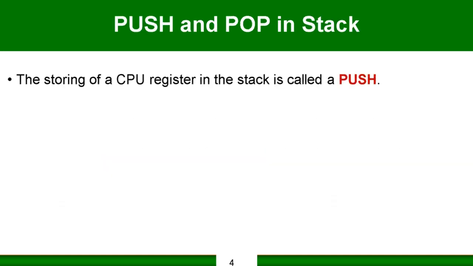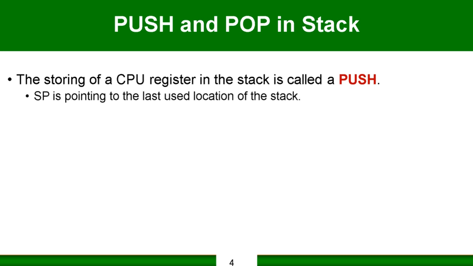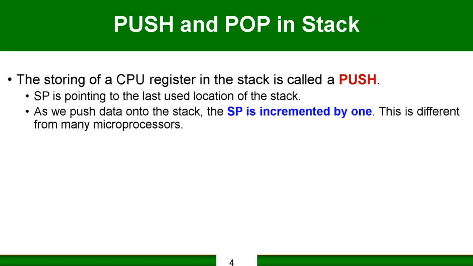Basically, there are two main operations that are linked with the stack. If you want to store data in the stack, then the push operation is performed. In the case of a push operation, the stack pointer, which normally points to the last location used by the stack, is incremented. So whenever a push operation is performed, the value of the stack pointer is incremented by 1. That indicates that the stack has utilized one more location.